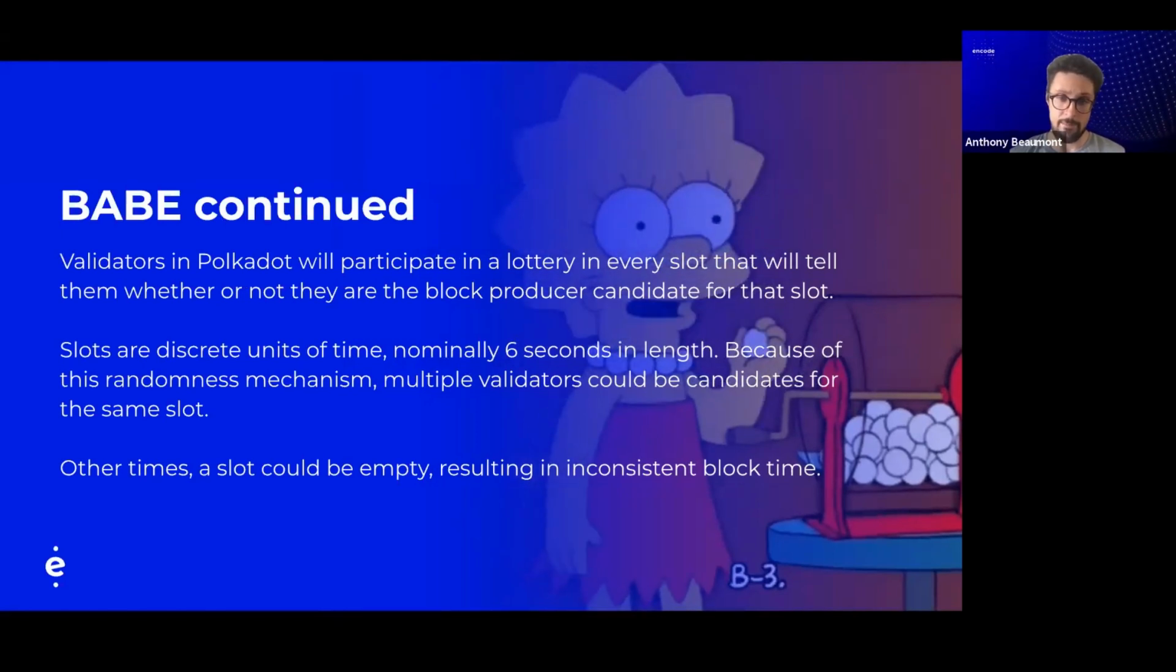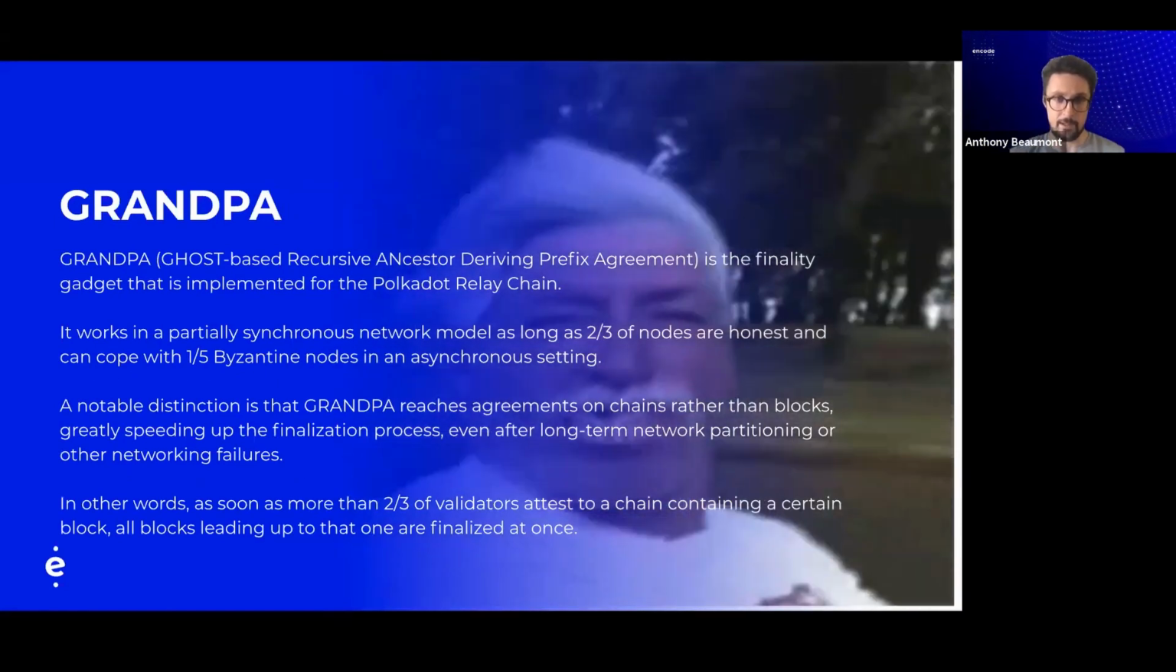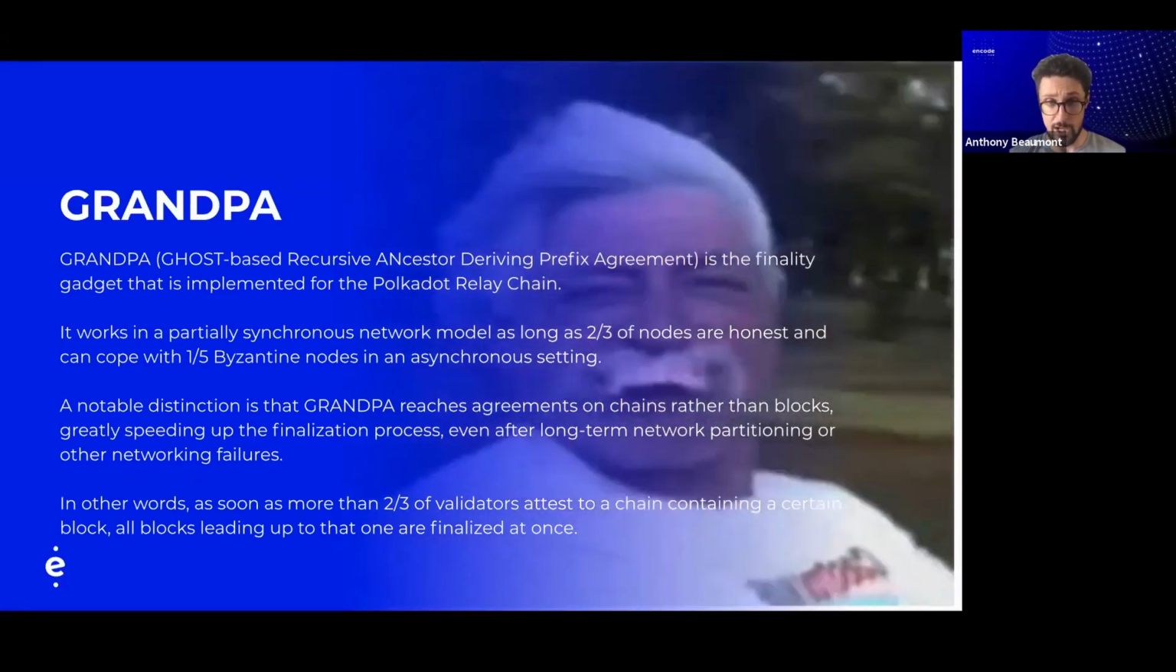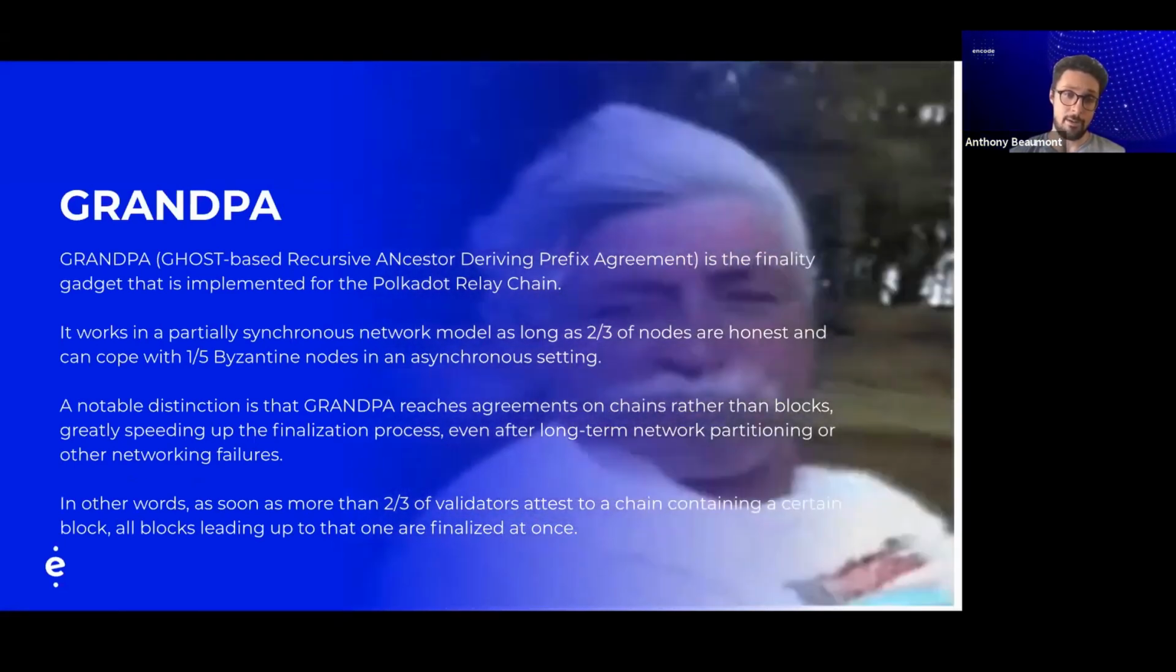Other times the slot could be empty, resulting in inconsistent block time. Now, Grandpa is the different bit. Grandpa is the finality gadget that's implemented for the Polkadot relay chain, i.e. the Polkadot main chain that verifies all the transactions. And now we get a little bit technical here.